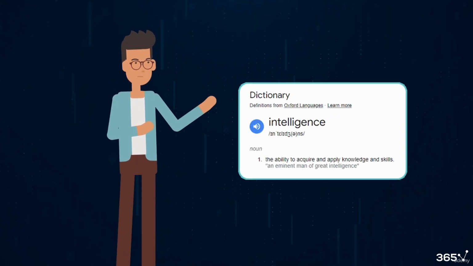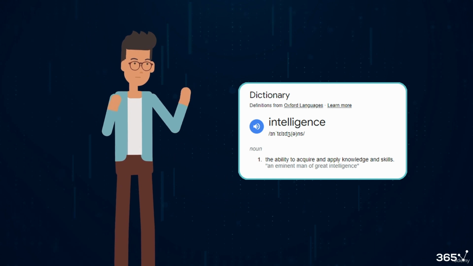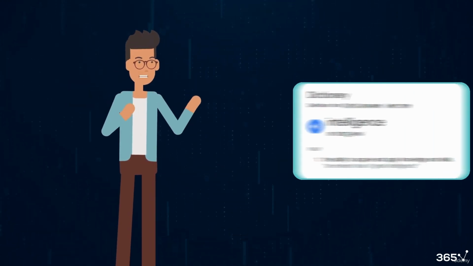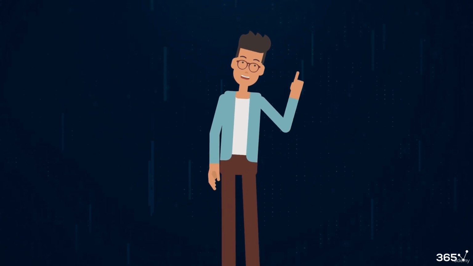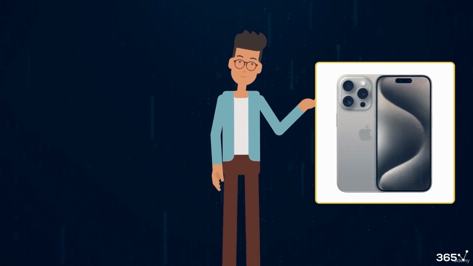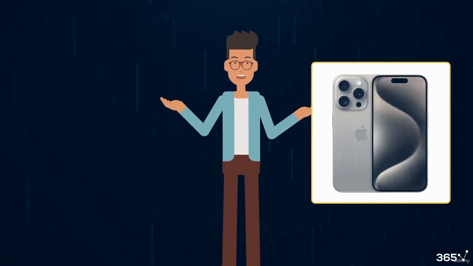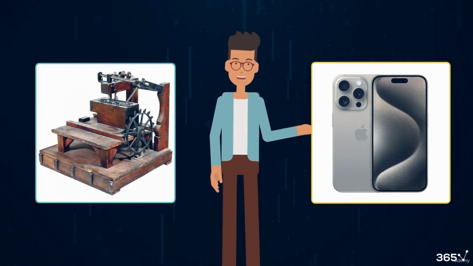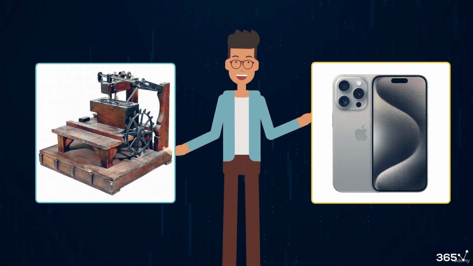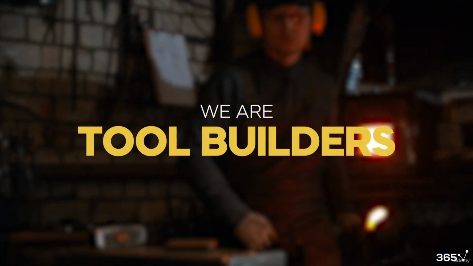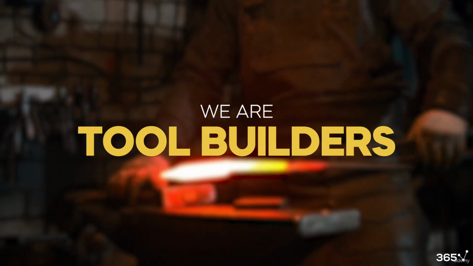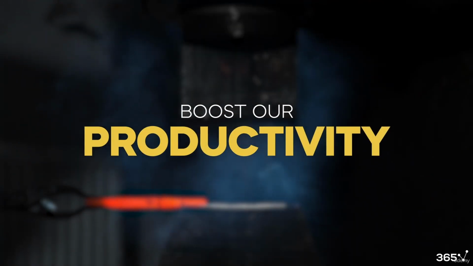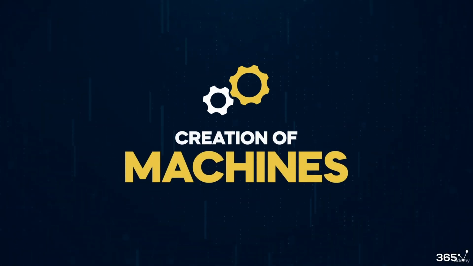The Oxford Dictionary defines intelligence as the ability to acquire and apply knowledge and skills. We don't often appreciate how sophisticated our brains are. The technological innovations created by human intelligence today look like magic compared to the tools available just a few centuries ago. One of our greatest strengths as humans is that we are tool builders. Throughout history, we have repeatedly found ways to boost our productivity. One such way involved the creation of machines.